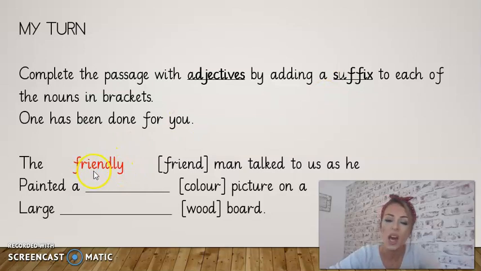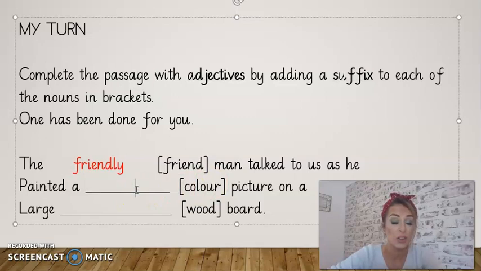So this word here, that's an adjective. So let's have a go. Let's see if we can add some suffixes in. I've got a word in brackets here. So I'm going to take this word and I'm going to add a suffix to help me create an adjective.